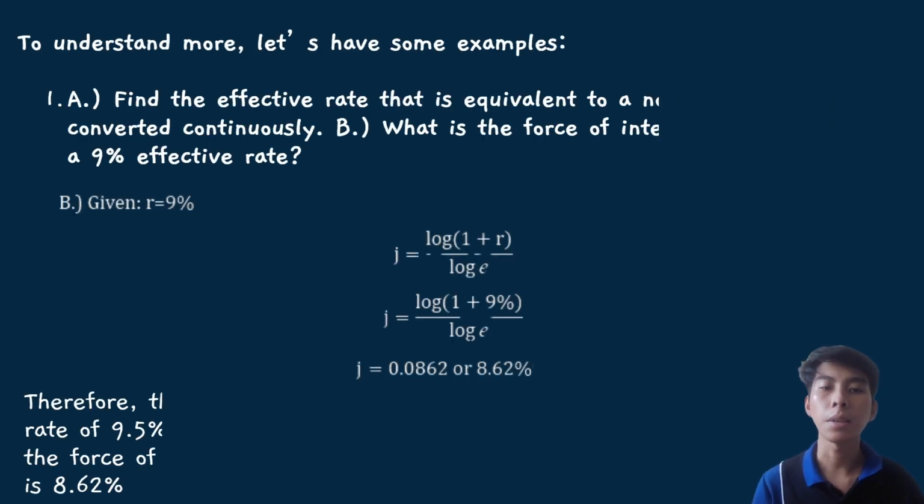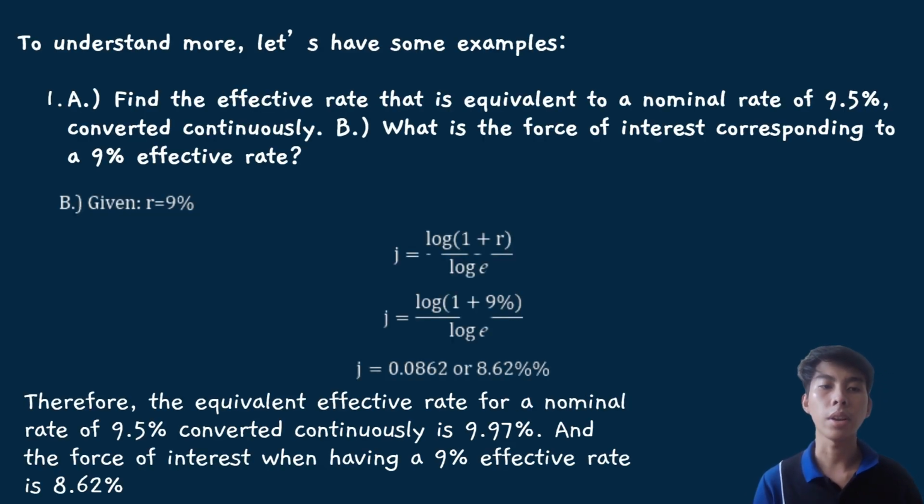Therefore, the equivalent effective rate for a nominal rate of 9.5% compounded continuously is 9.97%. And the force of interest when having a 9% effective rate is 8.62%.